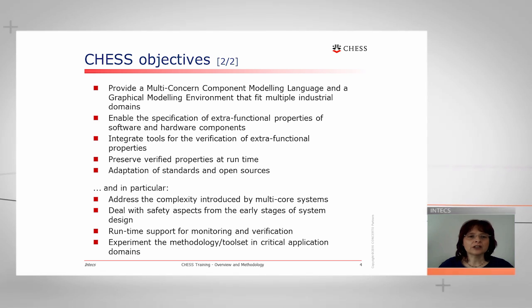In more detail, the main objectives of CHESS are to provide a multi-concern component modeling language and a supporting graphical modeling environment that would be able to address the needs of different industrial domains. To enable the specification of extra-functional properties of software and hardware components. To integrate tools for the verification of extra-functional properties. To preserve verified properties at runtime, and all of this to be based on standards and open source material.